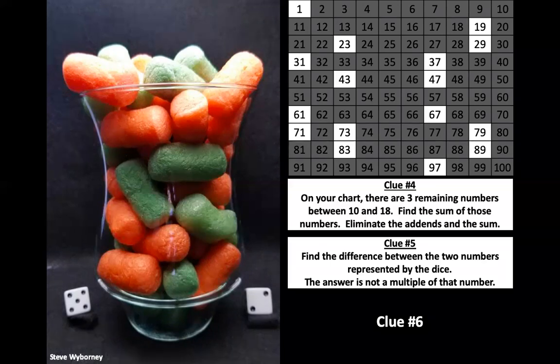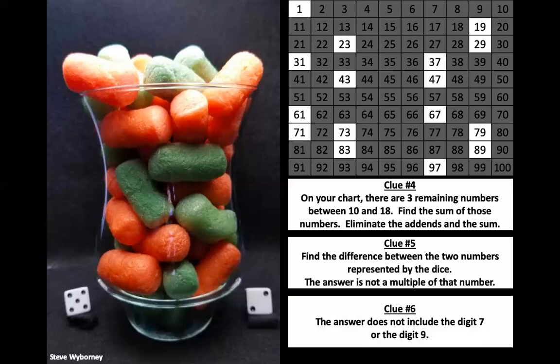Time for our final clue. The answer does not include the digit 7 or the digit 9. Now again, with this clue, that 7 or the 9 can appear in either the tens column or the ones column. So we should eliminate anything with a 7 or a 9 in it. So let's go ahead and eliminate those.